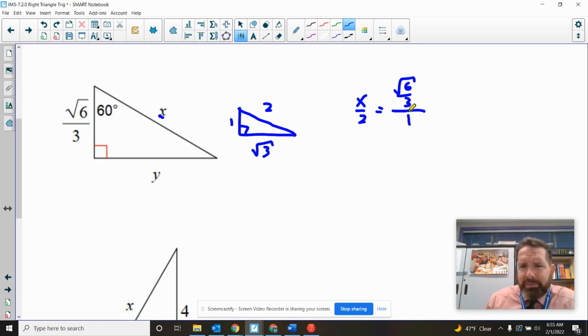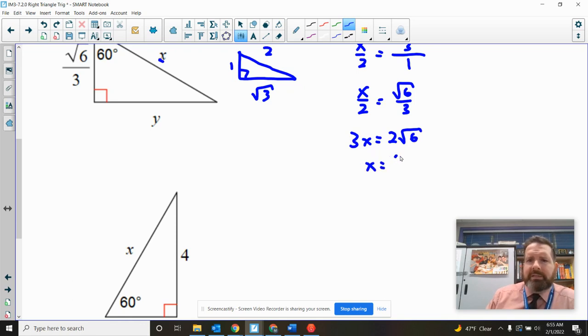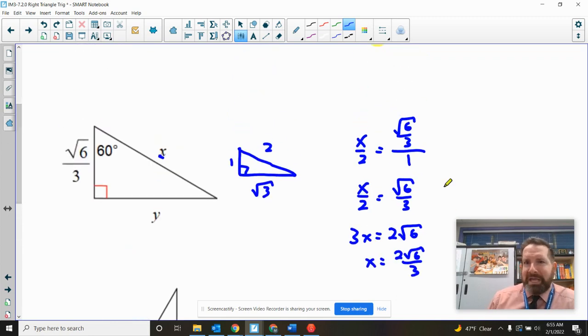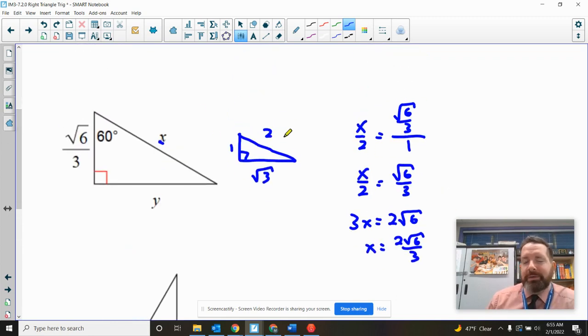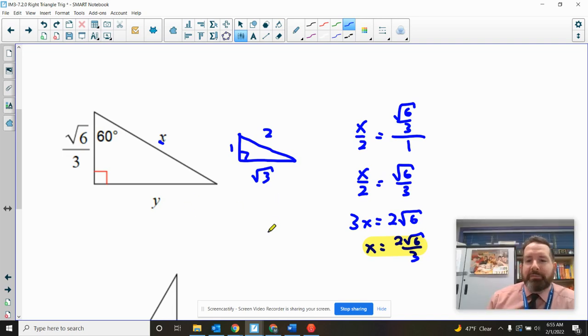Okay, so square root of 6 over 3 over 1, well, dividing by 1 doesn't change anything. So this is really what we have. You can then do a cross multiply and solve. So 3x equals 2 square root of 6. Then divide by 3. So x is 2 square root of 6 divided by 3. I hope that's not a shock to you. Remember our ratios? The hypotenuse is always twice as long as the shortest leg. So you take this, multiply it by 2. That's what we got.